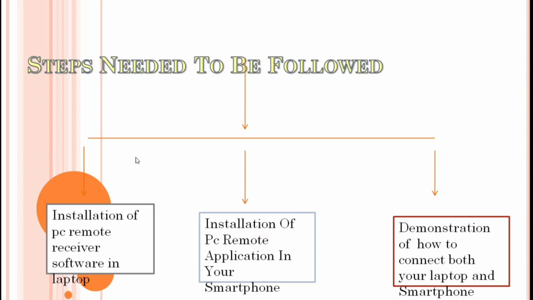For that purpose we are going to follow 3 steps. First is the installation of a PC remote receiver software on our laptop. Second, installation of the PC remote application on our smartphone. Then a demonstration of how to connect both your laptop and smartphone for using it like a keyboard or mouse.